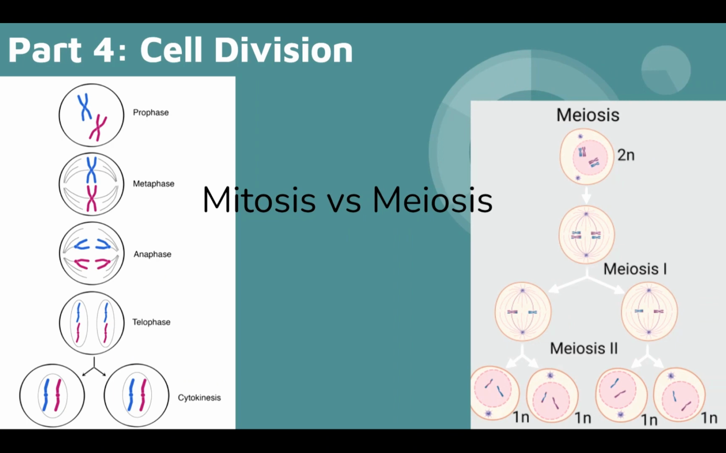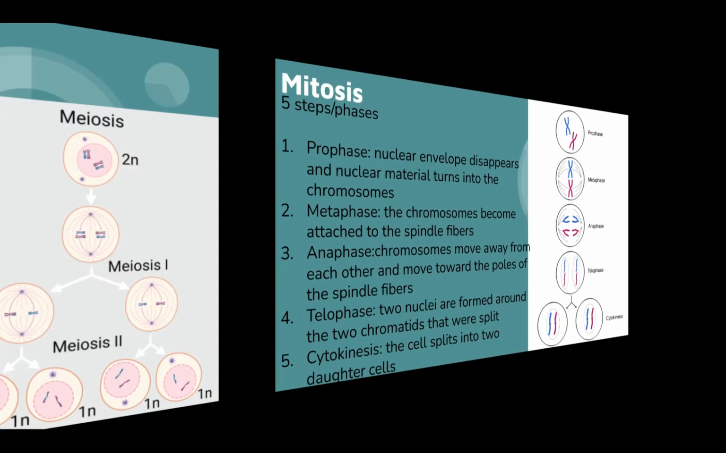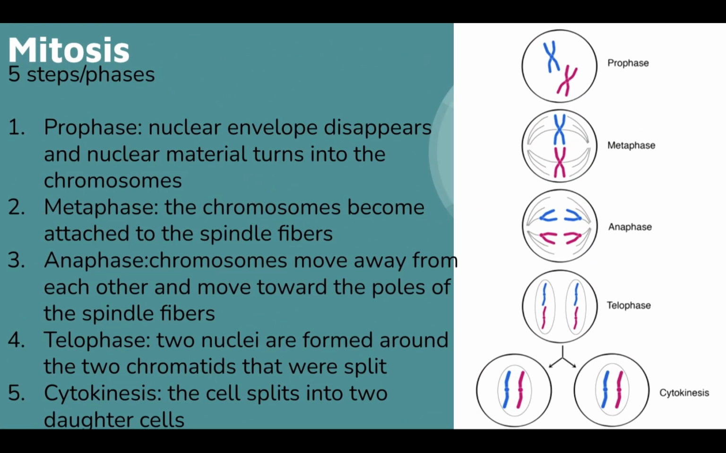Finally, part 4, cell division, which has mitosis versus meiosis. Mitosis is in 5 steps or phases. The first phase, prophase, in which the nuclear envelope disappears and nuclear material turns into the chromosomes. The second phase, metaphase, in which the chromosomes become attached to the spindle fibers.